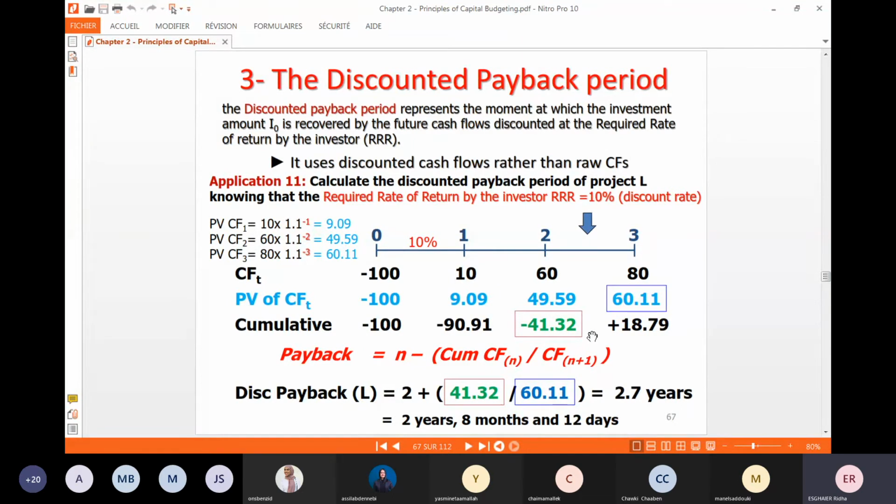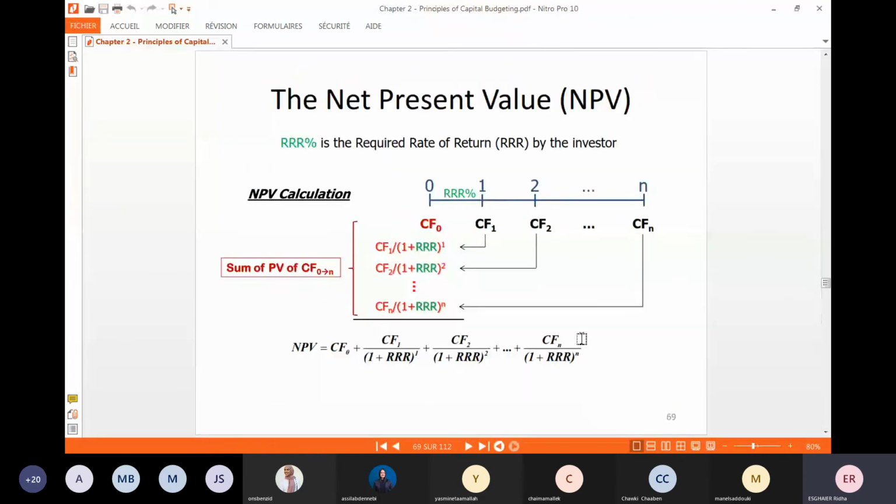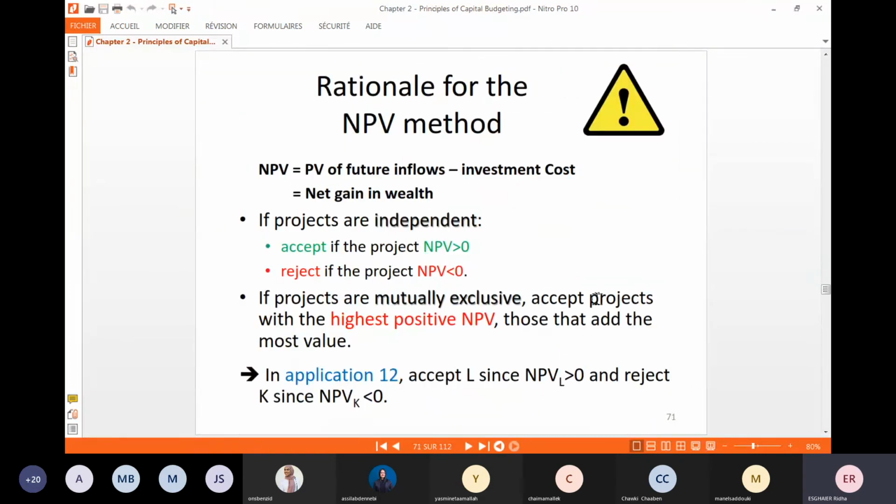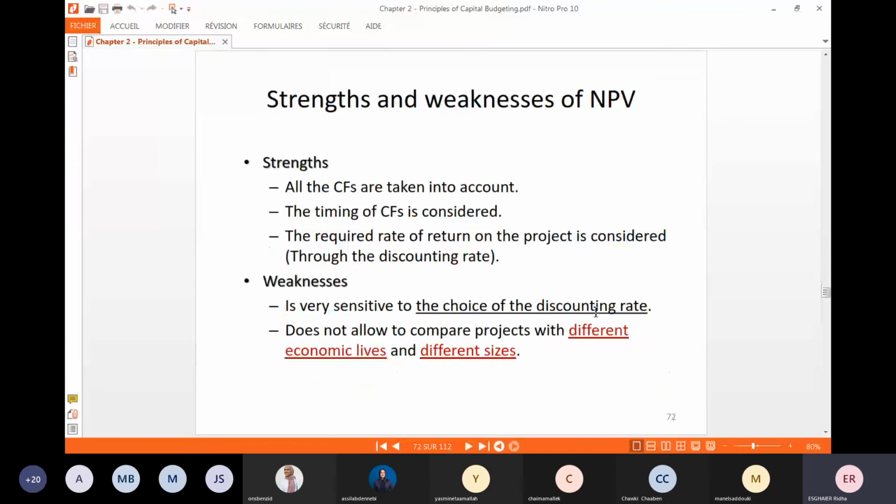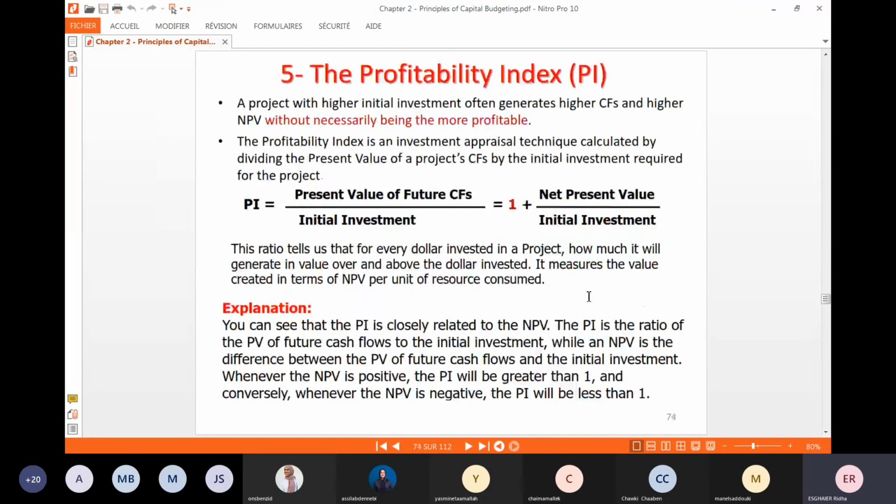Let's finish with the last criterion that we will cover today. We still have a criterion, the IRR, that we will see next time. The profitability index. So this profitability index. Profitability index is a relative measure of the NPV. The NPV gives you the increase in your wealth in dollars. How many dollars you will get as an increase in your wealth.